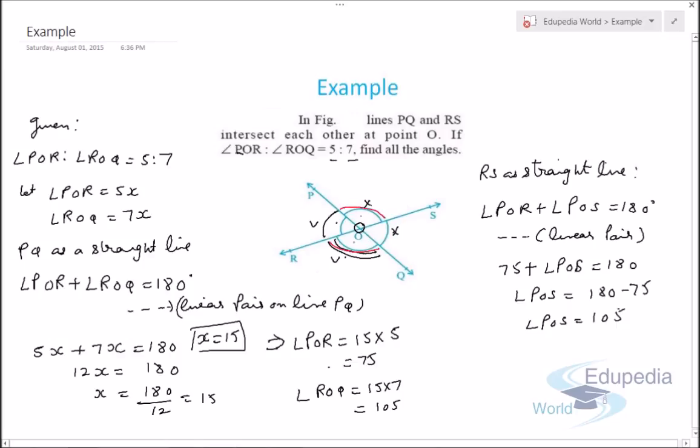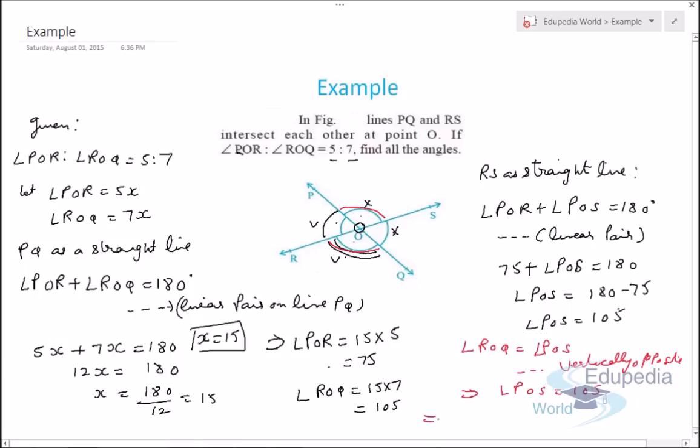Why? Because they are vertically opposite angles. Meaning we can say that angle ROQ equals angle POS. Why? Because they are vertically opposite angles. So this implies we can write angle POS equals 105.